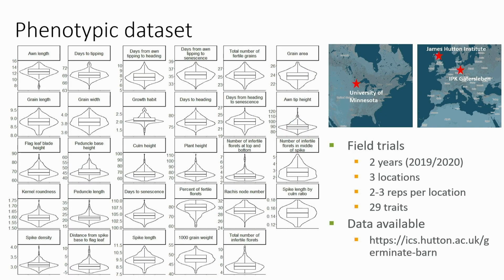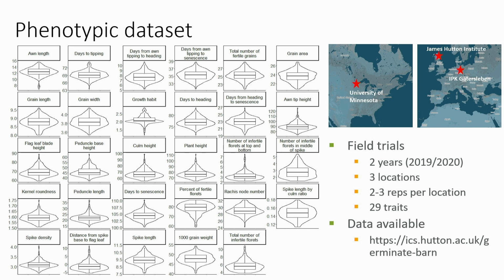This project was a collaboration between three partners: IPK Gatersleben, the group of Nils Stein; the James Hutton Institute, the group of Robbie Waugh; and the University of Minnesota, with the lab of Gary Muehlbauer. The population was phenotyped in 2 years in the three partner locations with 2 to 3 reps per location. So we generated a wealth of phenotypic data, including 29 traits, which you can see on the left.